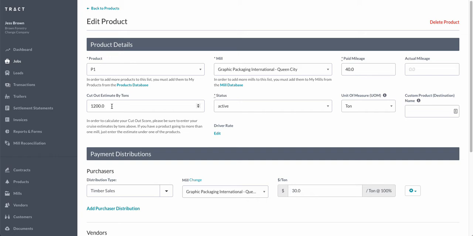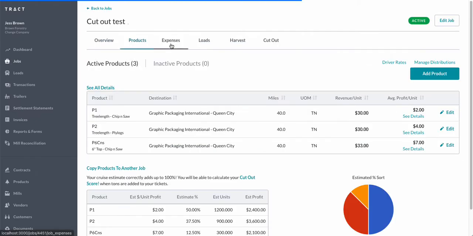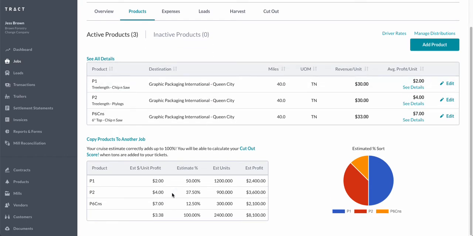So be sure to fill out your estimate tonnage, even if it's just a baseline guess. It doesn't have to be 100%, but at least it'll give you something to start and engage with. And so if you scroll down, you'll see these should all add up to 100% now. Since we're entering tonnage, we're going to take the tonnage, add them all up, and then just take a percentage of the total.